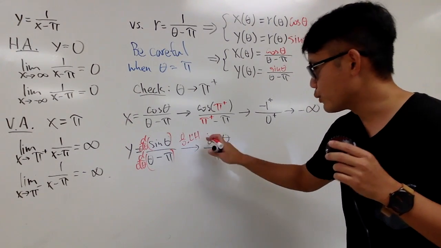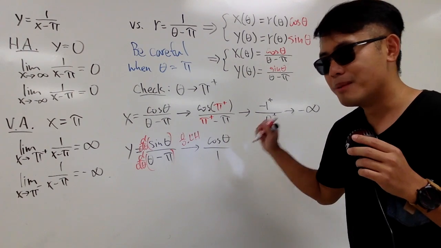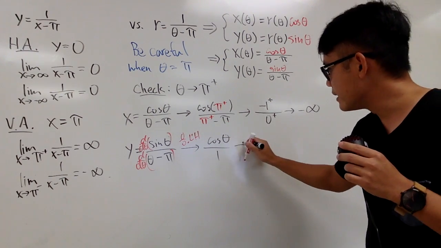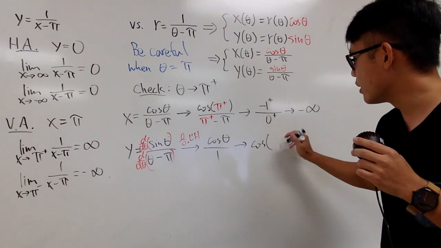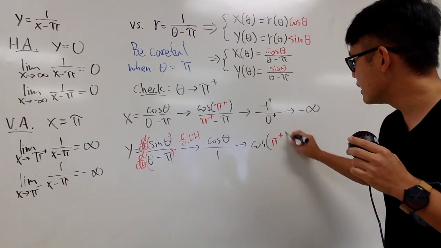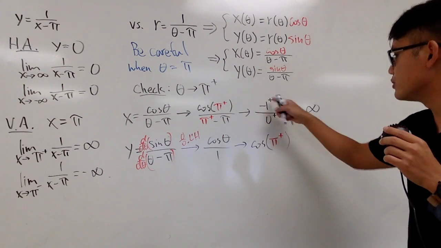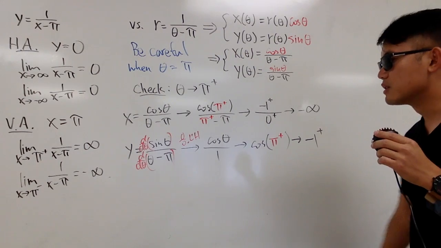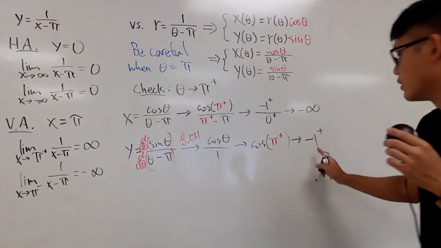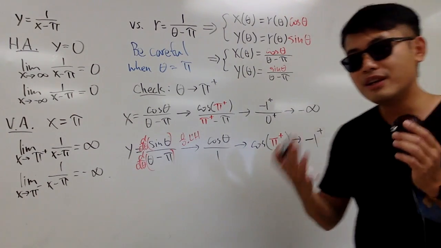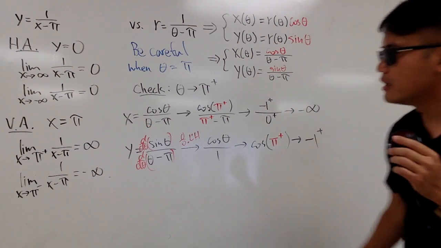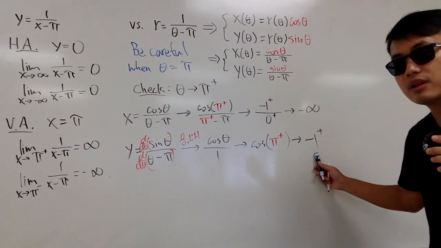And I don't want to take the derivative anymore, but rather I will plug in pi plus into here, so I get cosine of pi plus. And as you can see, this is pretty much negative 1 plus. So in other words, y is pretty much negative 1. Therefore, you see that x is going toward negative infinity and y is toward negative 1.